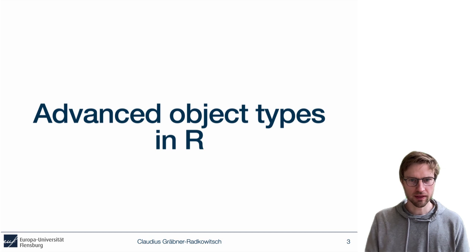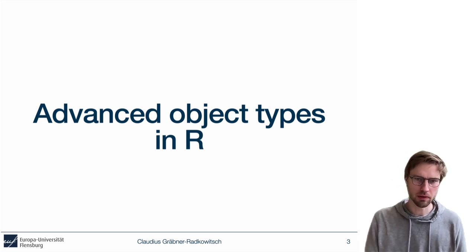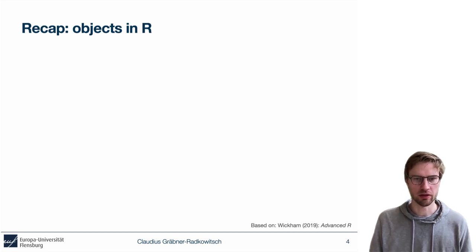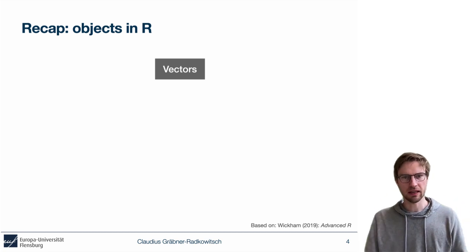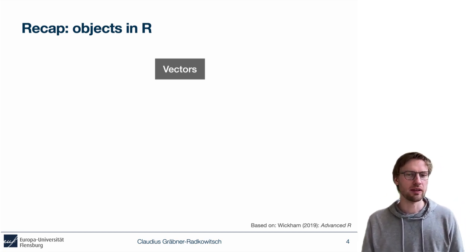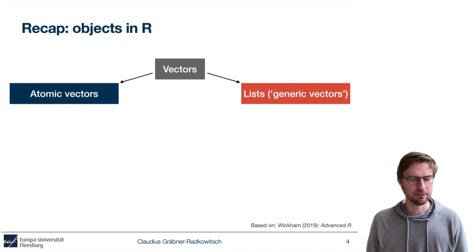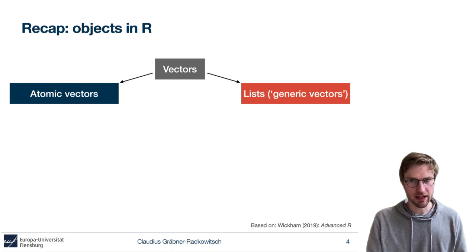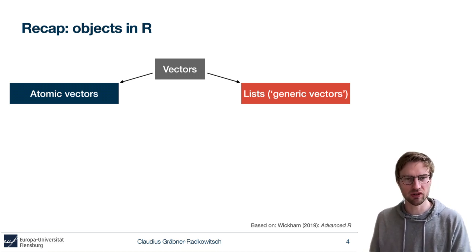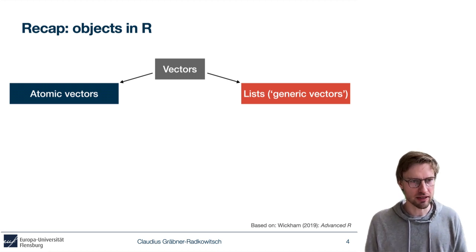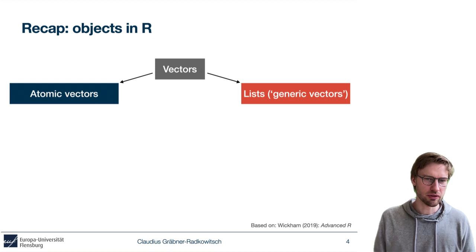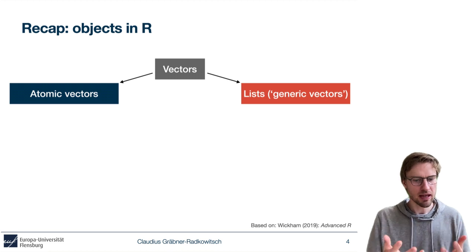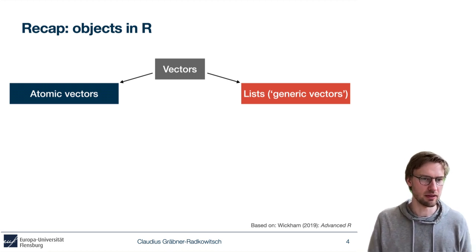Let's tie the topic of this section, advanced object types, to the topic of the previous session, which was about basic object types. You might remember this taxonomy of objects in R that we discussed previously. We had the big category of vectors, and then we distinguished between atomic vectors and lists. What was the main difference? Atomic vectors are vectors that only contain elements of the same type, whereas lists or generic vectors could possibly contain elements of different types. The fact that atomic vectors only contain elements of the same type makes it easy to name them, because we just name them based on the type of the objects they contain.